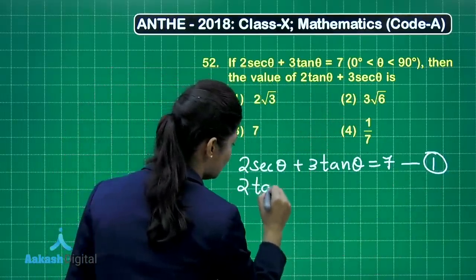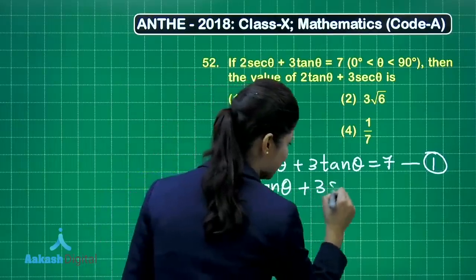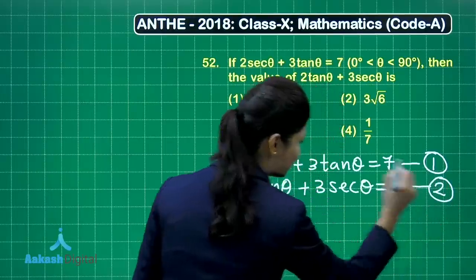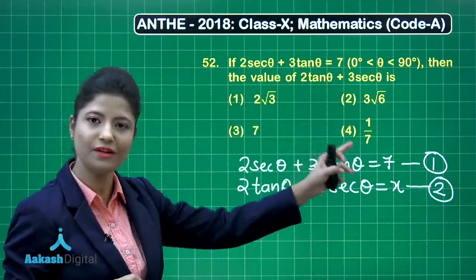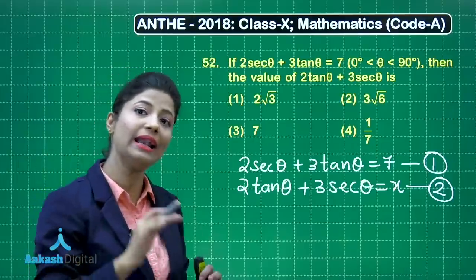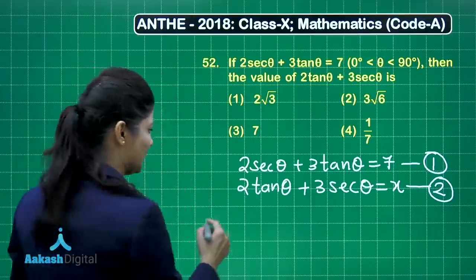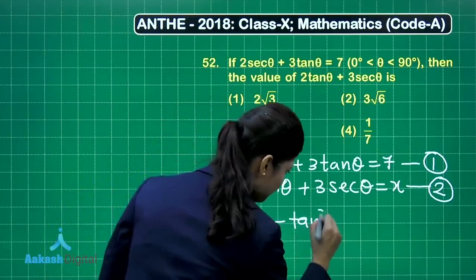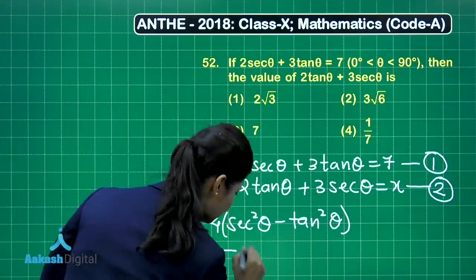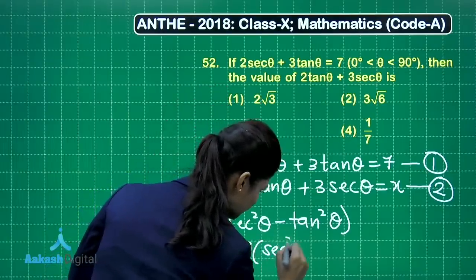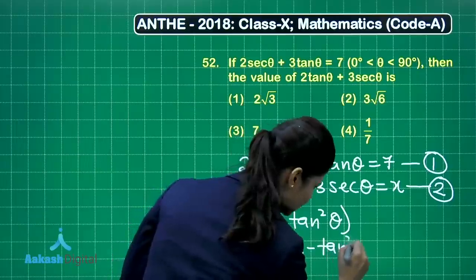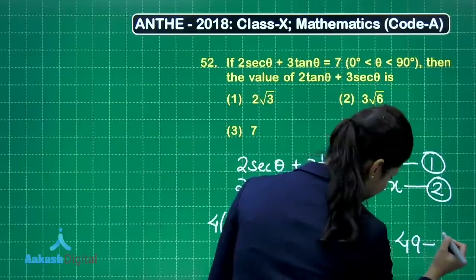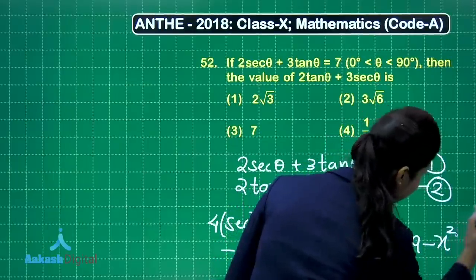Let's write it as 2 tan theta plus 3 sec theta, and I'm going to consider it as x. Let us consider this to be equation number 2. So we have the first and second equation. On squaring and subtracting these two equations, you will obtain 4 times (sec square theta minus tan square theta), and minus 9 times (sec square theta minus tan square theta), which is equal to 49 minus x square.